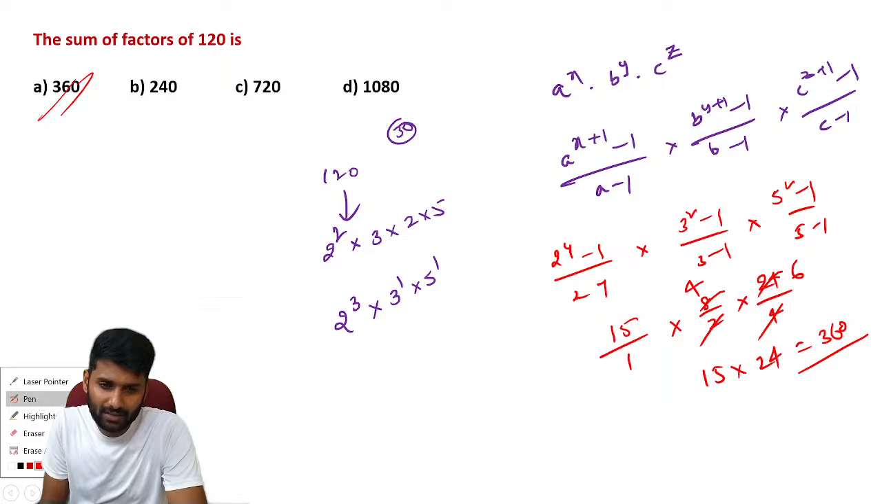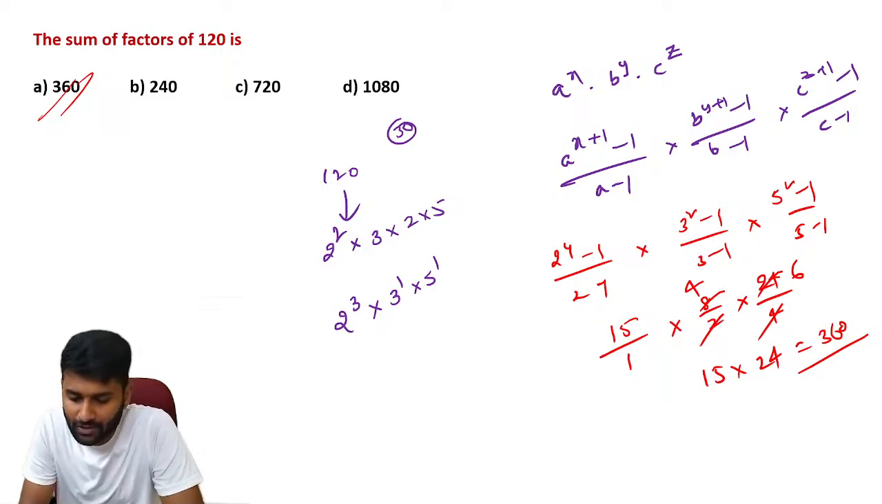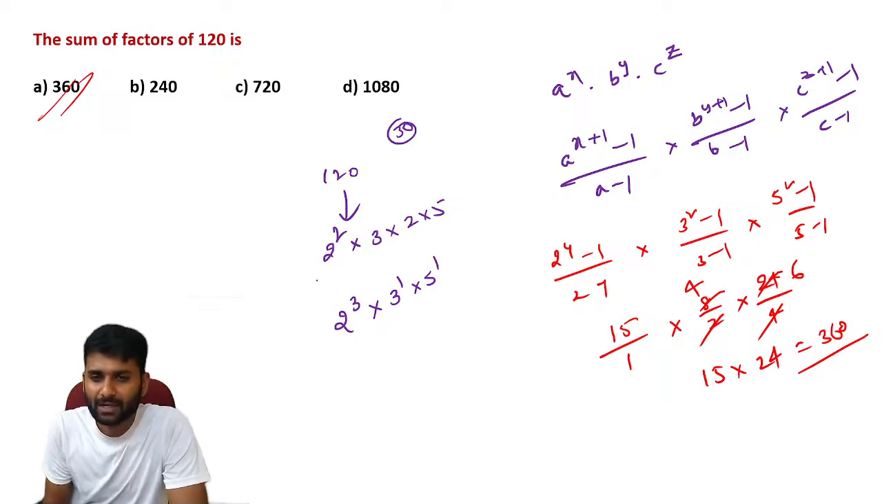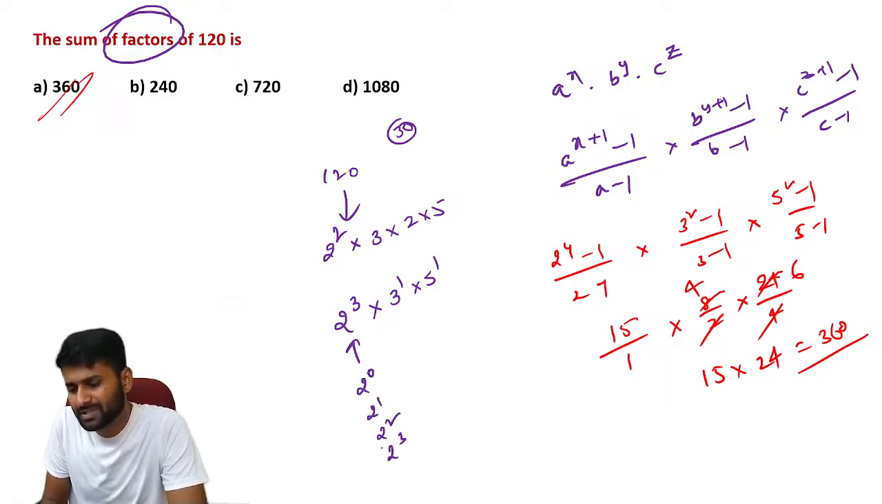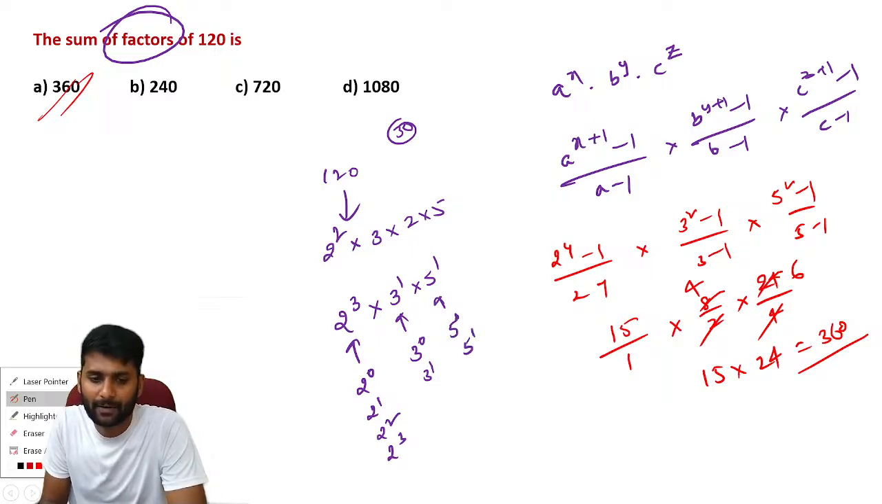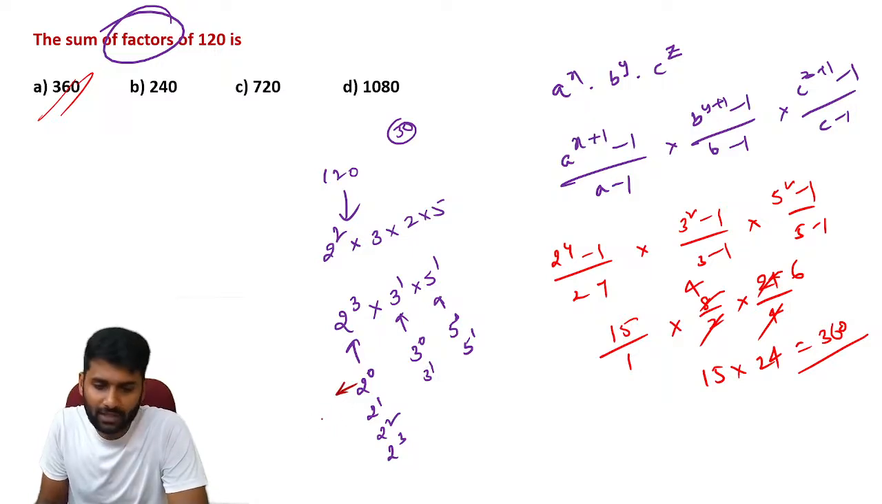But I will teach you another method. Maybe if you forgot the formula, we still have approaches. This is all about factors. Remember guys, the factor powers go up to the given power value. 2 cube is divisible by 2 power 0, 2 power 1, 2 square, 2 cube. These are the factors. Factors of 3 power 1 are 3 power 0 and 3 power 1. Factors of 5 power 1 are 5 power 0 and 5 power 1.